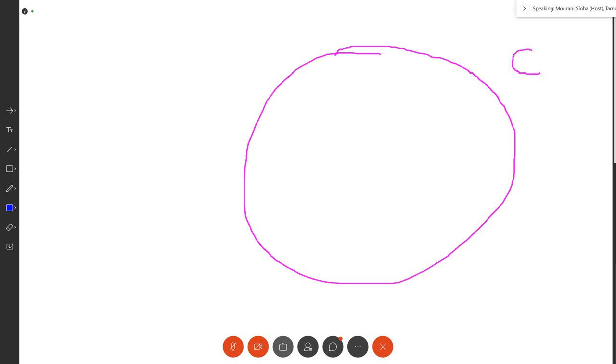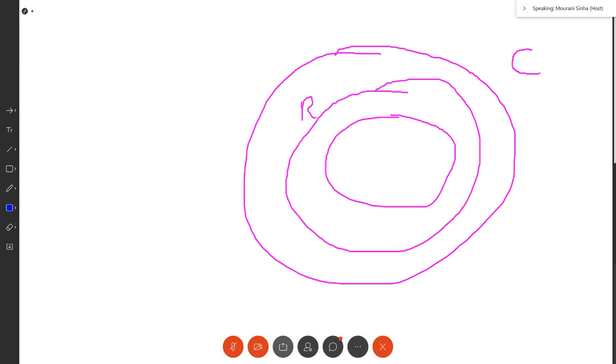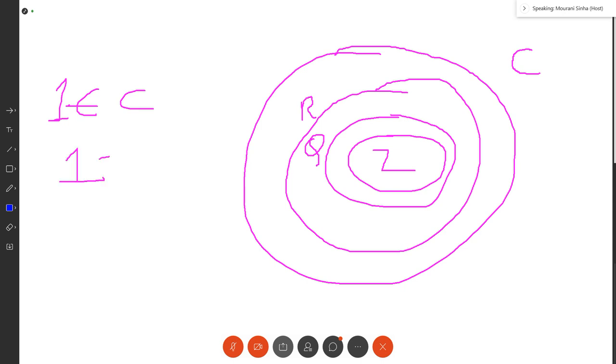Under it, you have the set of real numbers. This contains Q, the set of rational numbers. This contains Z, which is the set of integers. I'm not going any further because after integers you have natural numbers and all those things. So your complex numbers contain everything. So definitely 1 belongs to complex numbers. You cannot say anything else. Any whole number or integer can be written as 1 plus iota 0. So this is definitely a complex number.